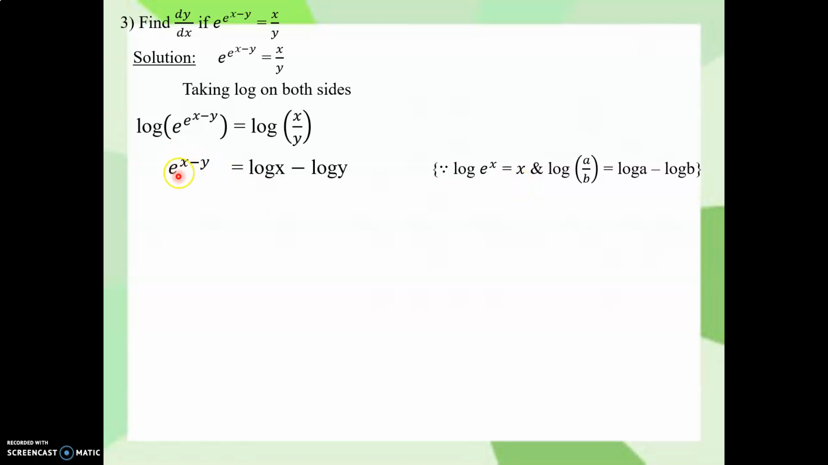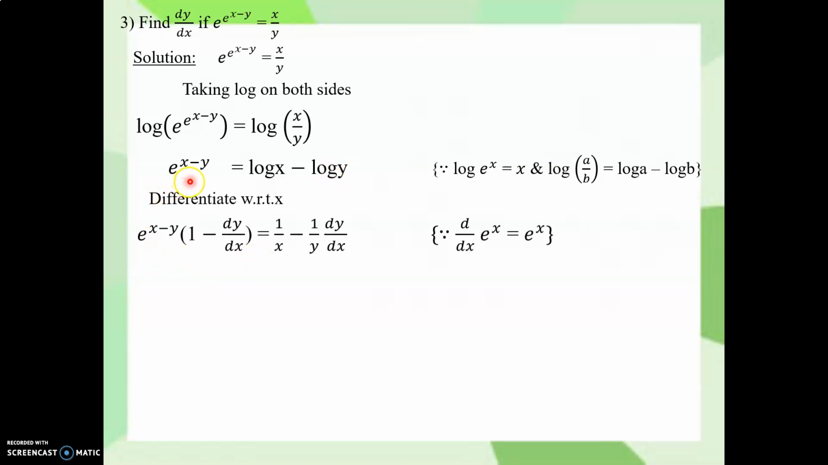So here it will become e raised to x minus y is equal to log of x upon y can be written by using law of quotient log a upon log b, so log x minus log y. So differentiate with respect to x. E raised to x minus y is in the format of e raised to x, so we will write that as it is. And since it is not x, you have to take the derivative of x minus y. Derivative of x minus y is 1 minus dy upon dx is equal to derivative of log x is 1 upon x. Derivative of log y is 1 upon y dy upon dx.